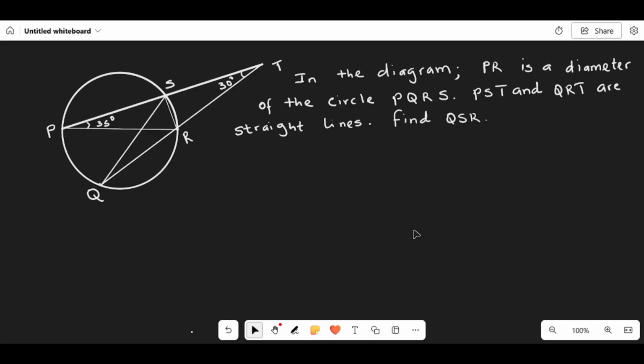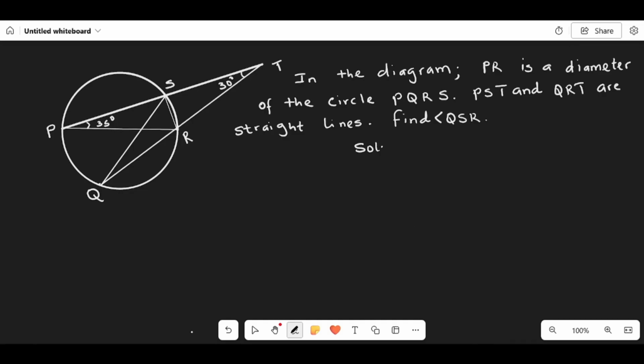Look carefully at the diagram and try to find angle QSR before I do. In the diagram, PR is a diameter of the circle PQRS. PST and QRT are straight lines. Find angle QSR.